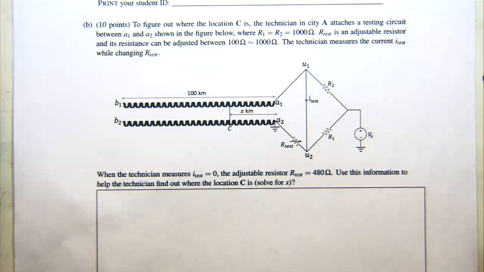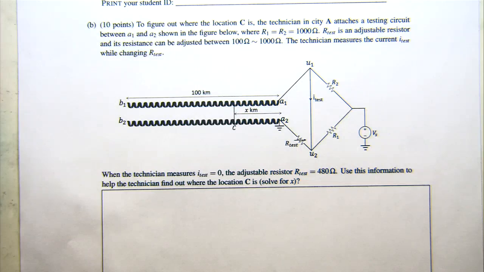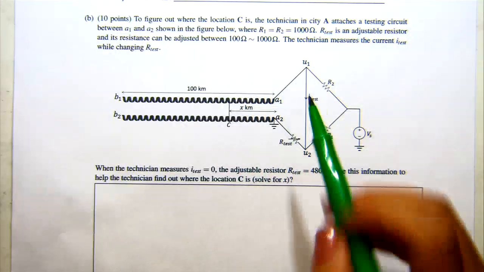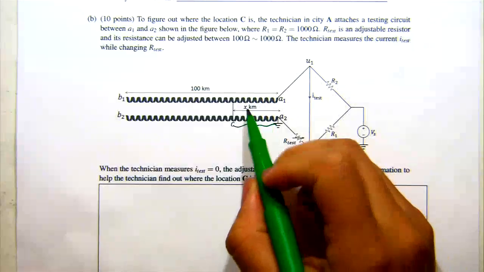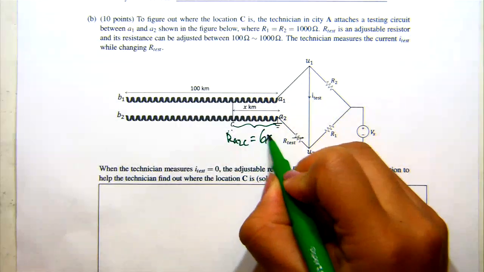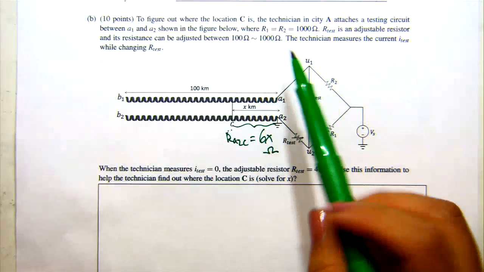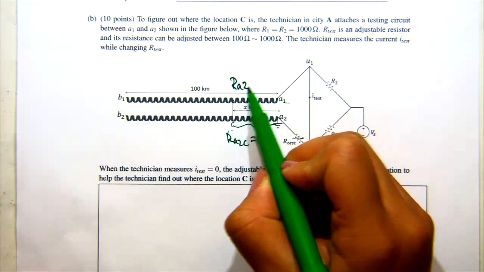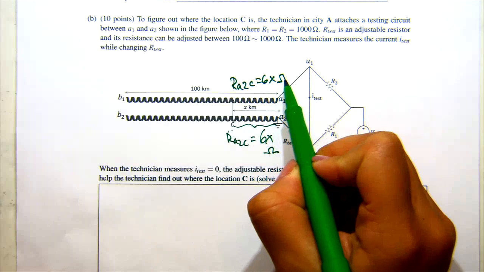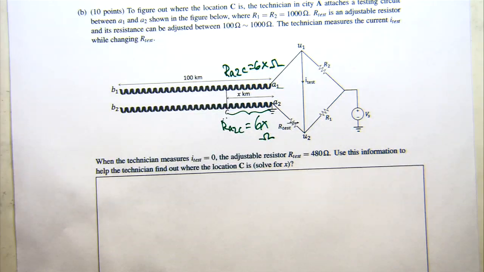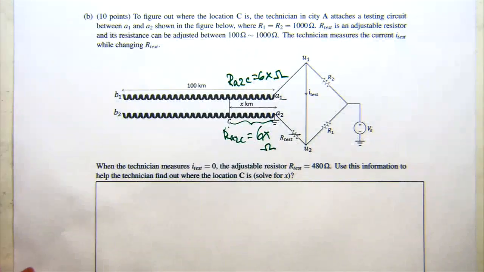Okay, so basically we have this circuit that we've attached to our original wire, and we know something about this resistor here. This guy is RA2C, and we know that's going to be 6X ohms. And this wire should be the same. This is also RA2C, 6X ohms.